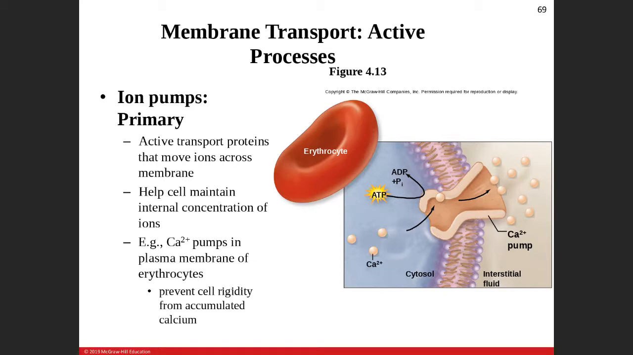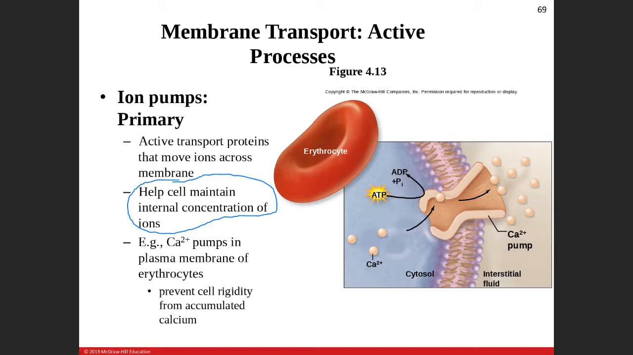What I mean by simultaneously, the pump could move two different solutes in two different directions. All right, so for the example of the sodium-potassium pump, it'll pump sodium out of the cell, and then when it's done pumping sodium out, it will pump potassium in. Okay, but its big job is to help to maintain the concentration of those ions or solutes, mainly ions, in the cell and outside the cell.